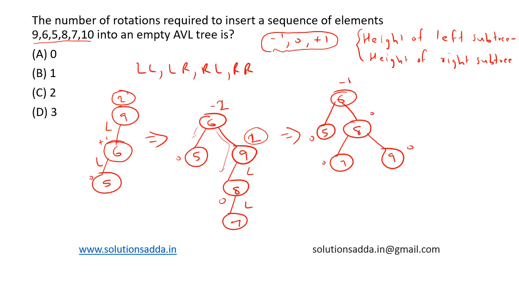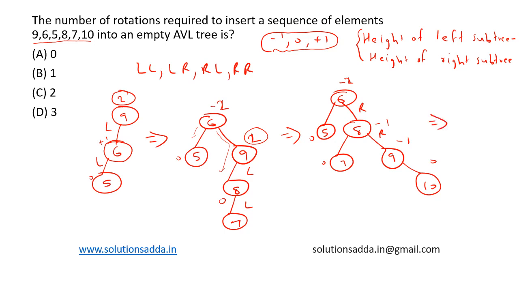This also has 0. Now we are inserting 10 into this. Upon inserting 10, what happens is the balance factor becomes 1 minus 3, that is minus 2. The balance factor here becomes 1 minus 2, that is minus 1. The balance factor here becomes 0 minus 1, so that is minus 1. Here it is 0. So now what happens here is we have RR imbalance here.